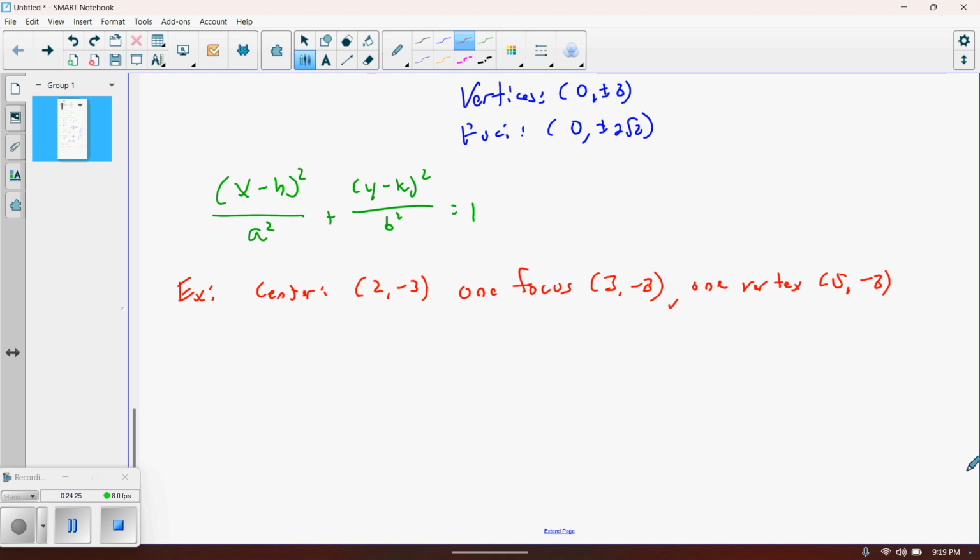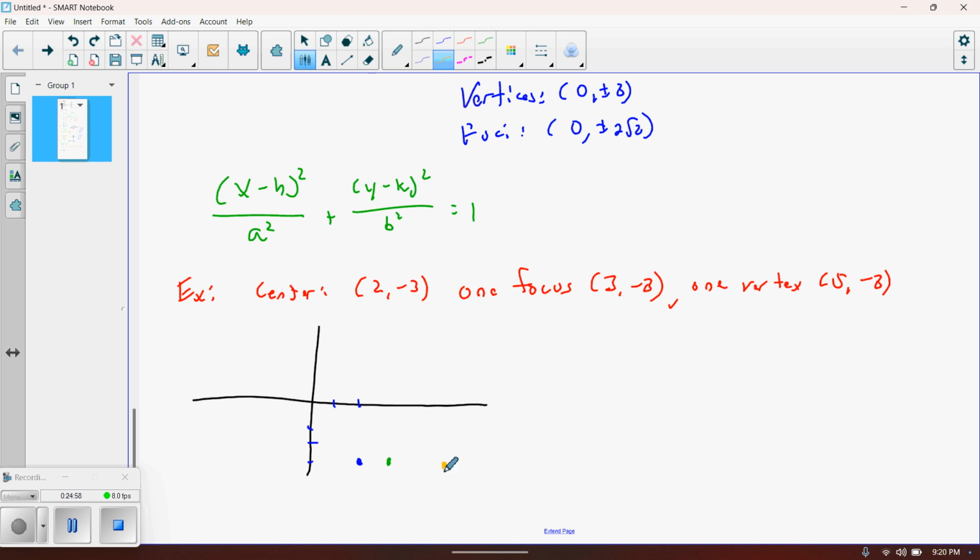So if you really wanted to, you could certainly sketch this. And let's see, it's (2, negative 3), (3, negative 3), and (5, negative 3). So the center is right there. And then there's a focus at (3, negative 3), which is going to be right about there. And then there's a vertex at (5, negative 3), which is going to be out here.